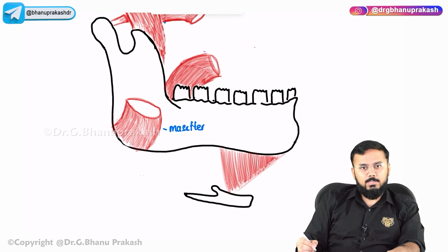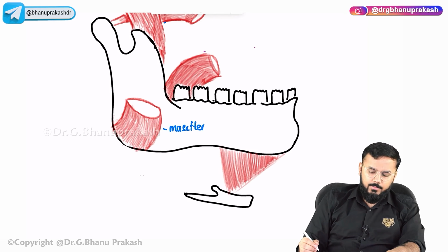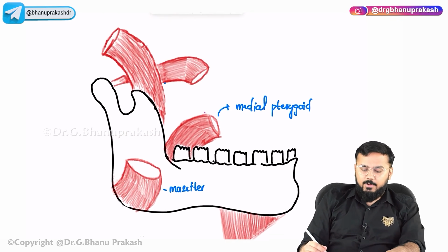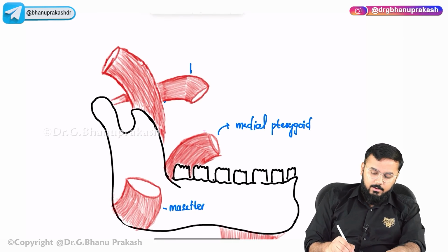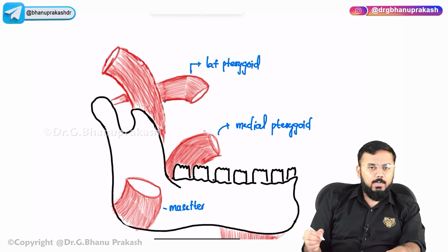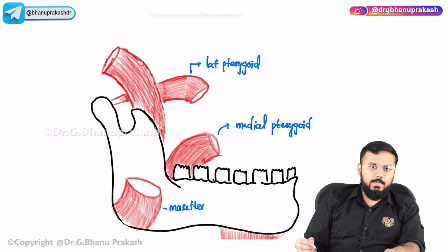This particular muscle over here is called the masseter muscle. After the masseter, this muscle is called the medial pterygoid muscle. After the medial pterygoid, we have the lateral pterygoid also. This muscle over here is called the lateral pterygoid muscle. One is the medial pterygoid, another is the lateral pterygoid.